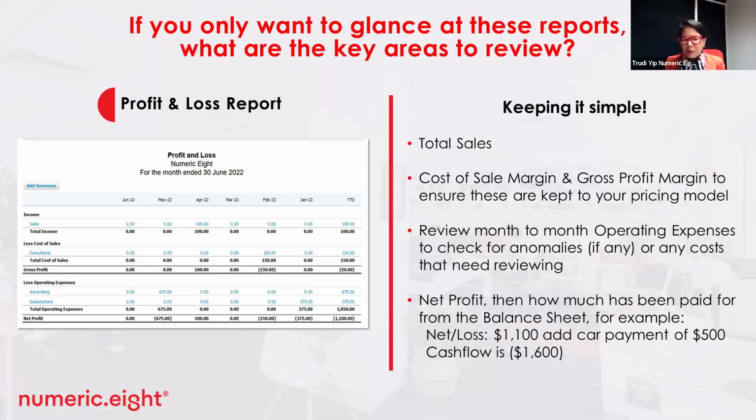Then review your operating expenses month to month. Check out any anomalies or any costs that need reviewing. As you can see in this format I've just given you, you can see very clearly what needs to be reviewed.